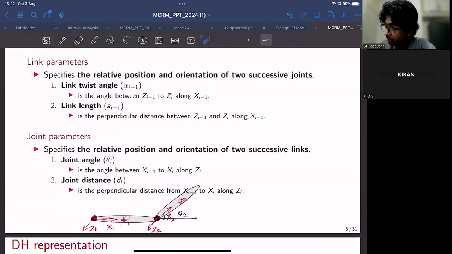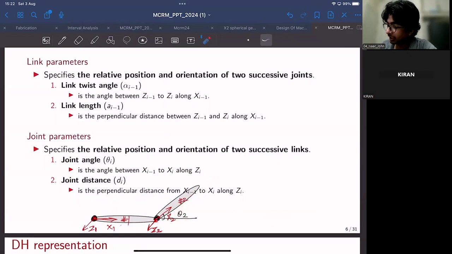Okay, so continuing with respect to the joint angle. Joint angle is basically the angle between x_{i-1} and x_i along z_i. Right? So I'll consider z1 as my x_{i-1} and frame 2 to be the ith frame. This will be the (i-1)th frame, and this will be the ith frame. So the angle between x_{i-1} and x_i: x_{i-1} would be along this direction, x_i would be along this direction, and their relative angle is given by this variable theta 2.